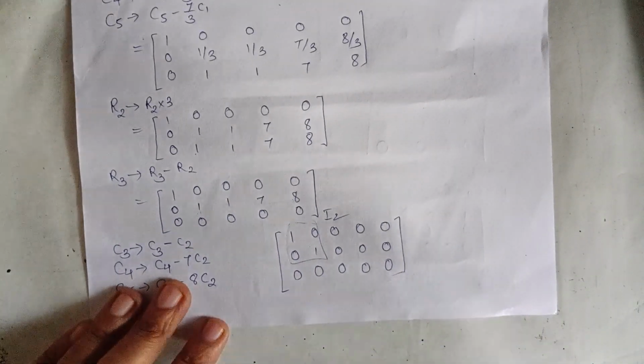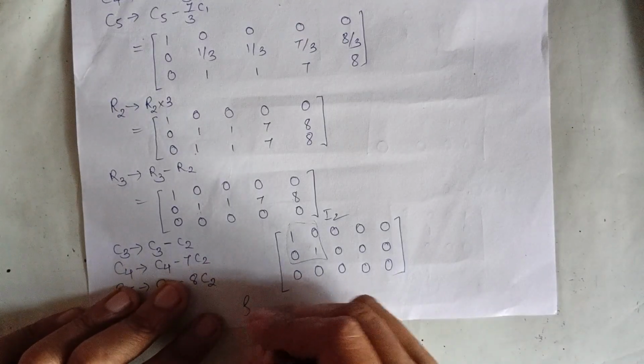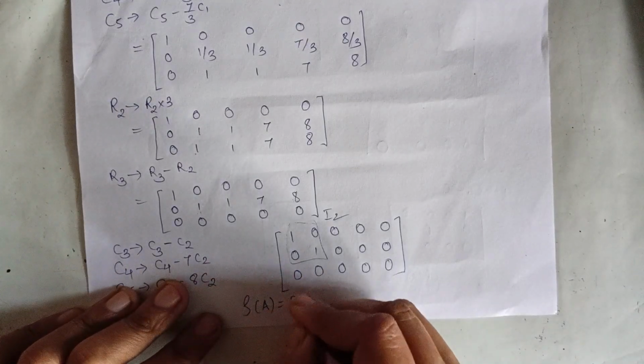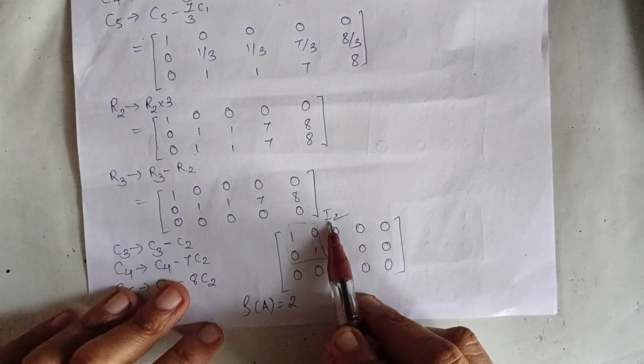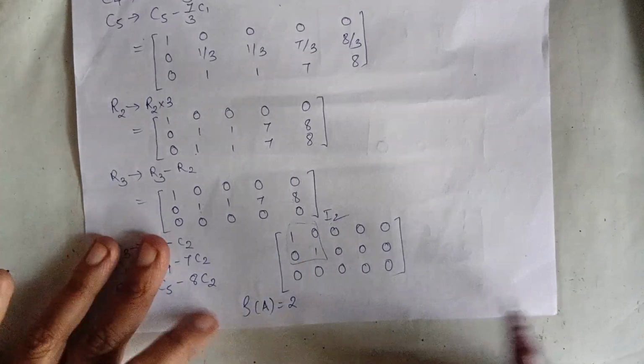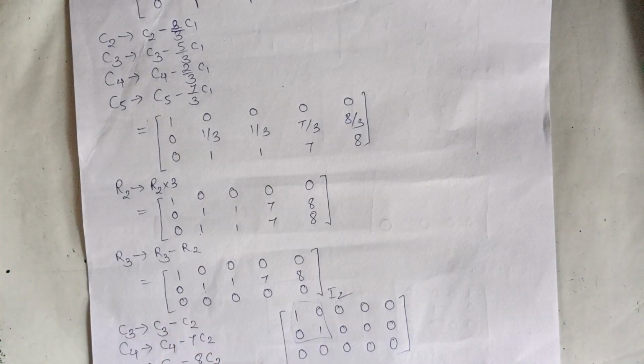Okay. So we can write the rank also. So rho of A is 2. Whatever the order of that identity matrix, that becomes our rank. Okay, so this is reducing the matrix to normal form.